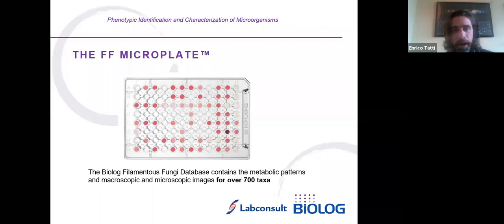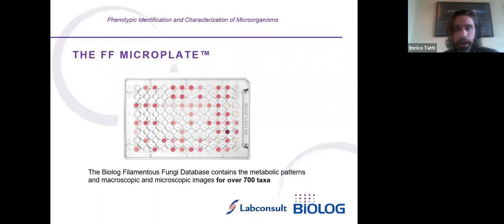Along the same line, after Biolog developed the Gen 3 plate, after a few years, Biolog also realized that the same technology could be applied to identify filamentous fungi. And so it developed the so-called FF microplate. FF stands for filamentous fungi. You can see it looks pretty much like the Gen 3 plates. The only difference is the color of the dye. It's still a tetrazolium-based dye, but we call it salmon red dye, with slightly different chemistry to work well with the biology of filamentous fungi.